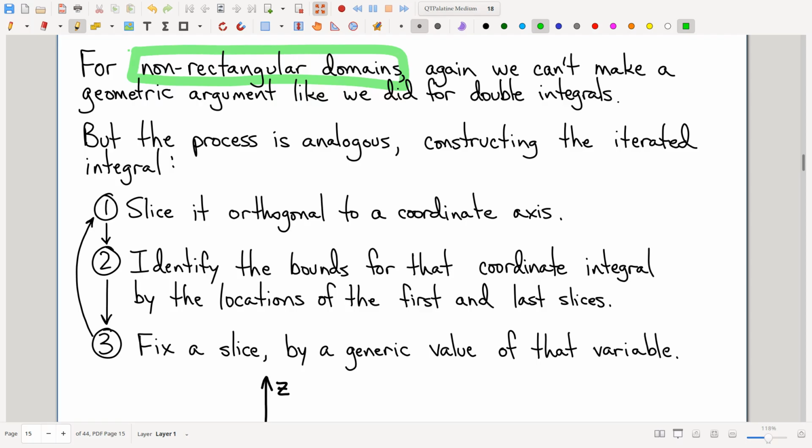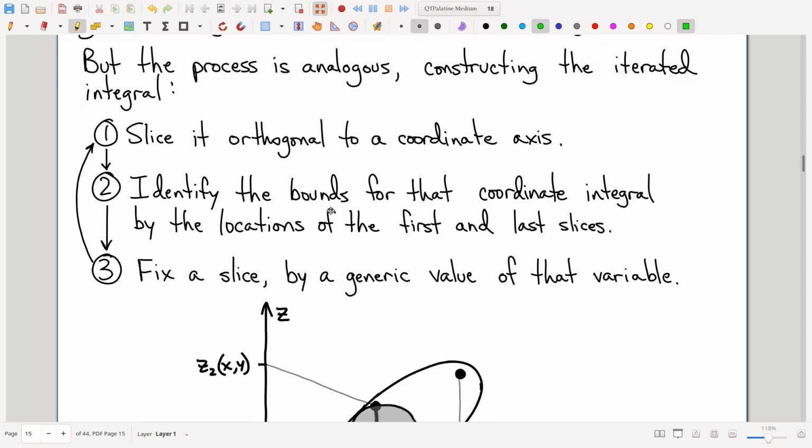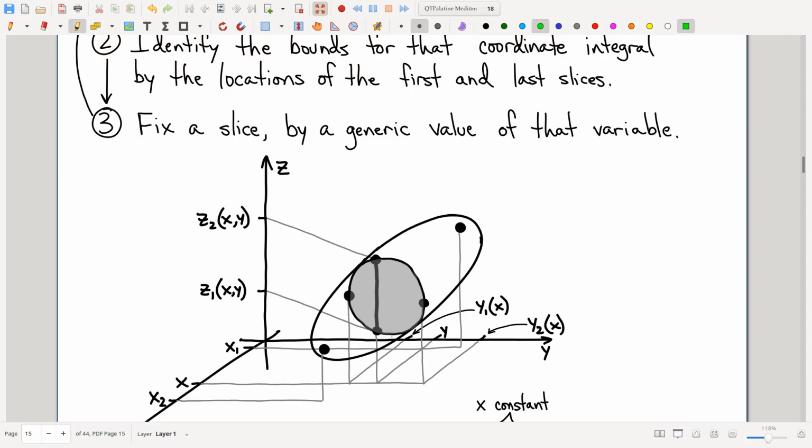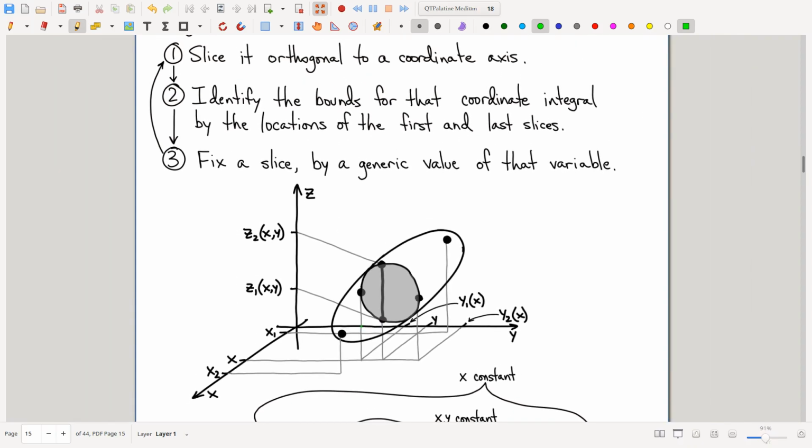That would be a four-dimensional picture. Again, I can't give you that argument. It remains, though, that the process is totally analogous. And so, again, I'm just going to ask you to take this on faith. All we need to do is look at the domain.